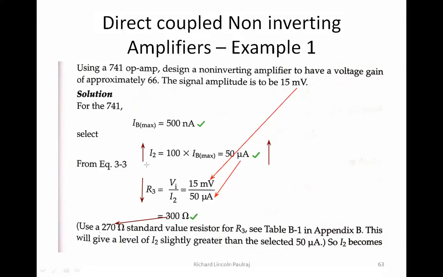So we calculated 50 microamps and resistance was 300. But we will not be putting 300. I'll be putting a lesser resistance. So because of which I'm not going to expect the same calculated 50 microamps, but it's going to be a little higher. Okay. Right. So moving on.